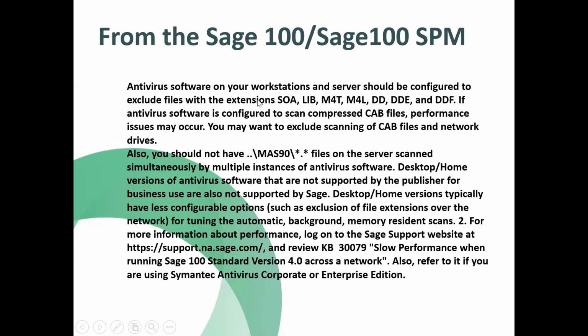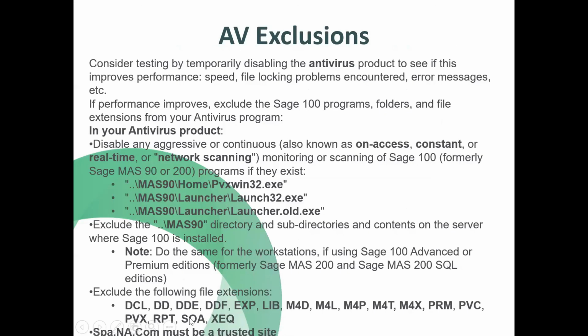This is pulling some other information, which I thought I had removed that slide, but apparently I didn't. You'll notice that it talks about some files to exclude. That's on the older versions of Sage. This is now the complete list. So we're just going to bypass this next slide.